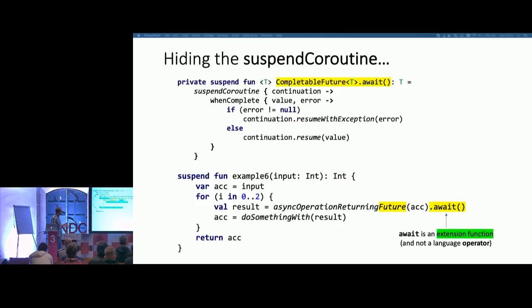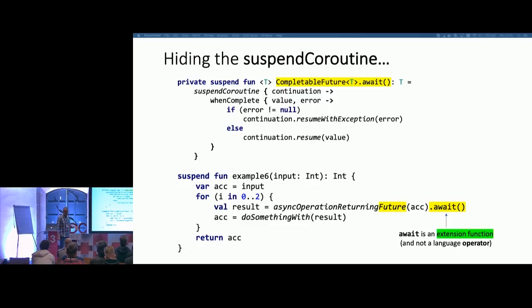But it's rather easy to grab this code and put it inside, for instance, an extension method called await. And then I just do this. Async operation return future dot await. So the function returning future returns a future. The dot await returns the value of the future without blocking.